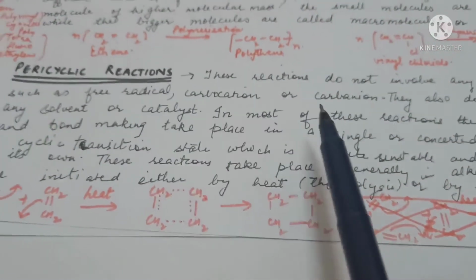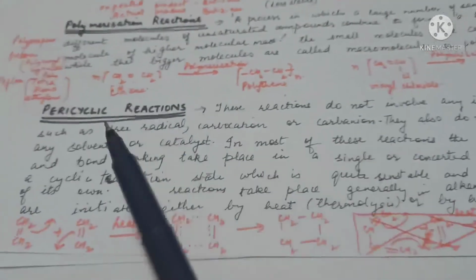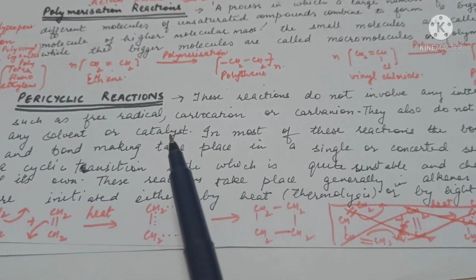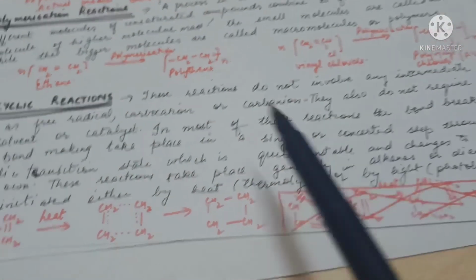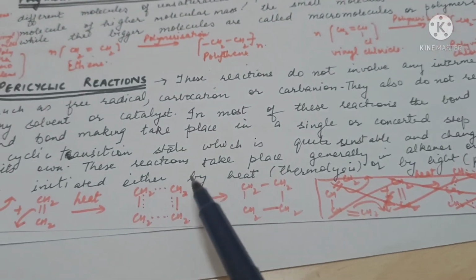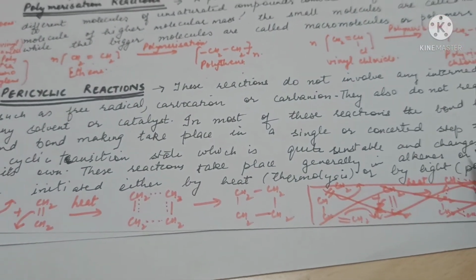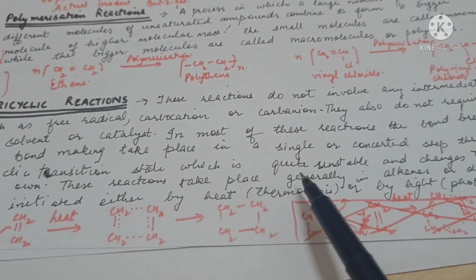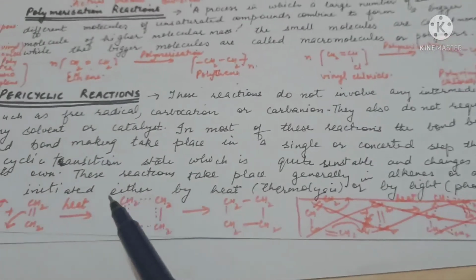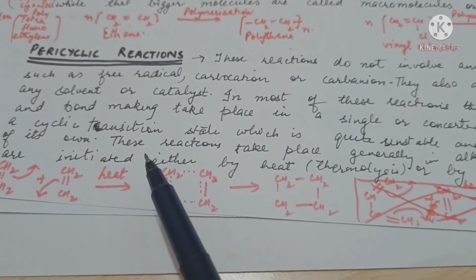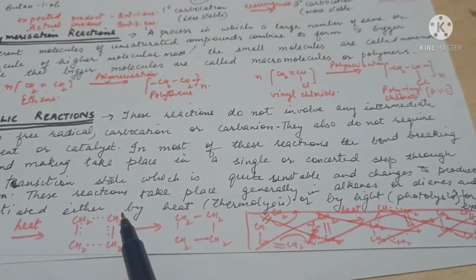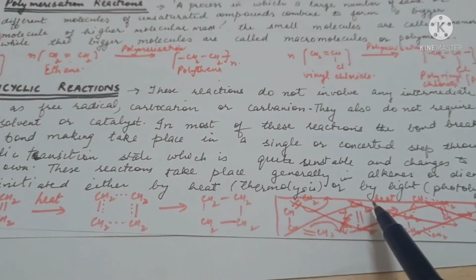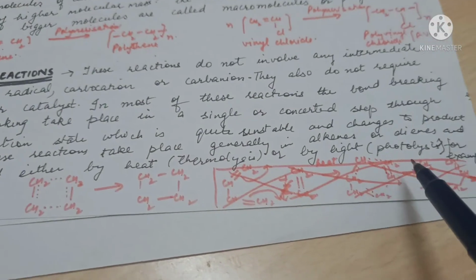Pericyclic reactions. These reactions do not involve any intermediate or solvent or catalyst, and in most of these reactions the bond breaking and bond making takes place in a single concerted step. So through a cyclic transition state which is quite unstable and changes to the product immediately. The reactions take place in alkenes or dienes and are initiated either by heat, which is called thermolysis, or light, which is called photolysis.